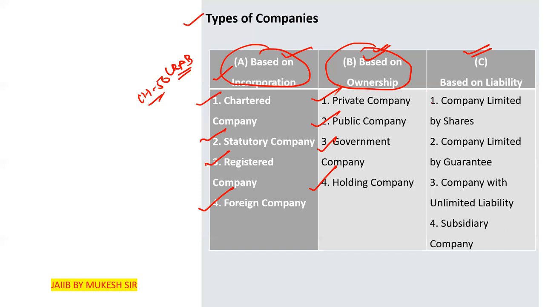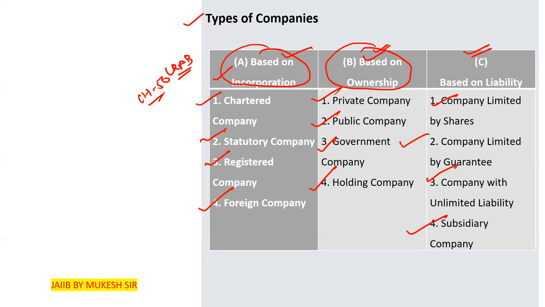Based on liability: company limited by shares, company limited by guarantee, company with unlimited liability, and subsidiary company. First, company limited by shares. Second, company limited by guarantee. Third, company with unlimited liability. Fourth, the subsidiary company.